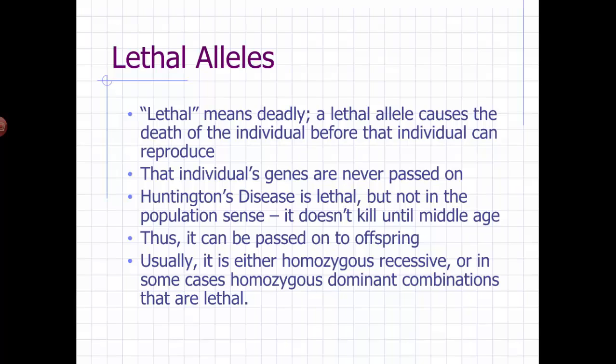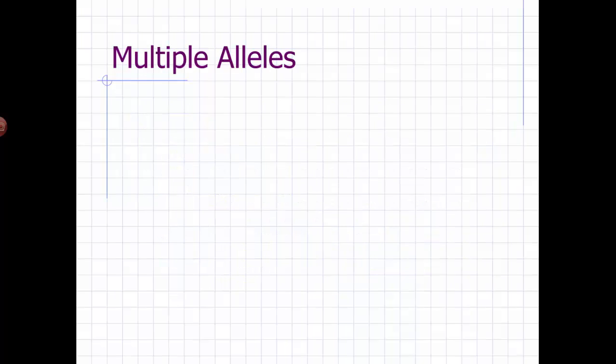That means that in order to have it, you have to have 2 copies of the broken gene. Some cases there are homozygous dominant combinations that are lethal. In other words, if you have 1 copy of the dominant gene, you may get sick or you may have mild symptoms, but you won't necessarily die. But if you have 2 copies of the dominant gene, then you die.